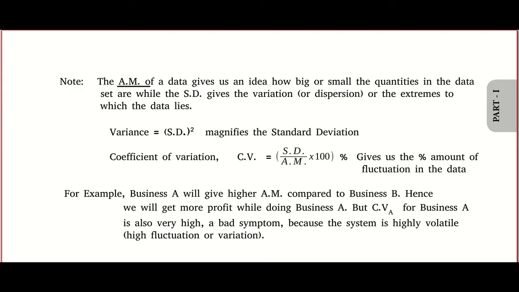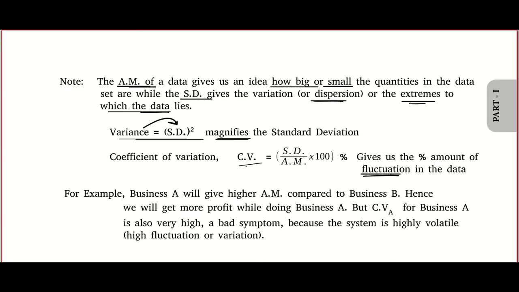The arithmetic mean of the data gives us how big or small the quantities are in the data. Standard deviation gives us the dispersion, that is, the extremes to which the data will go. And variance is magnification. Basically it magnifies the standard deviation by squaring. And coefficient of variation gives you the amount of fluctuation.